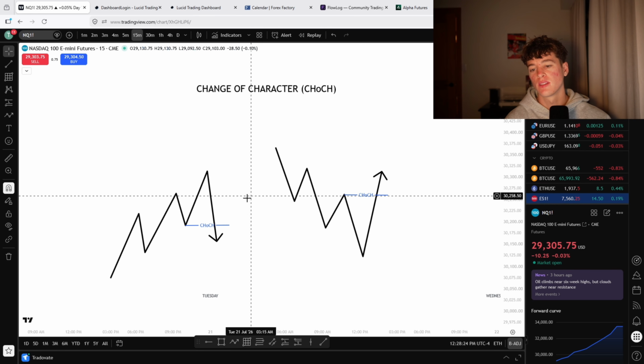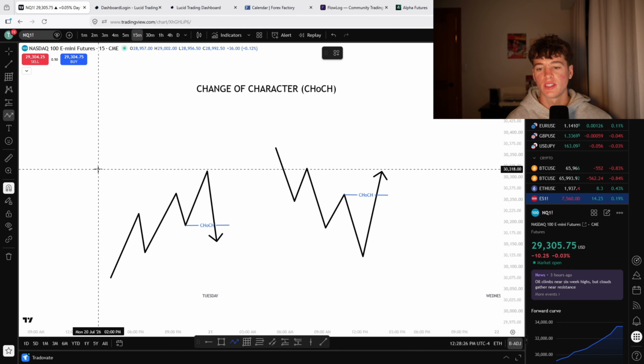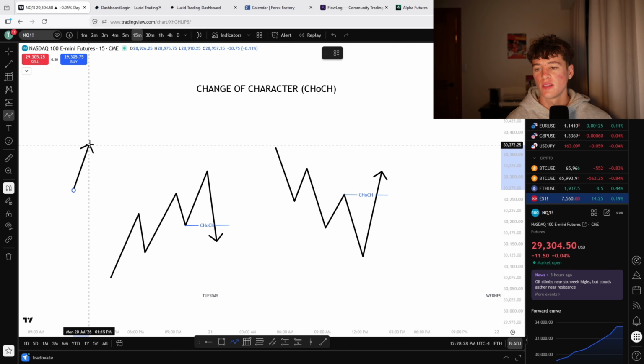So we close above, we close below. And then I'll give you guys an example when change of character wouldn't be happening. So let's say we're in an uptrend.